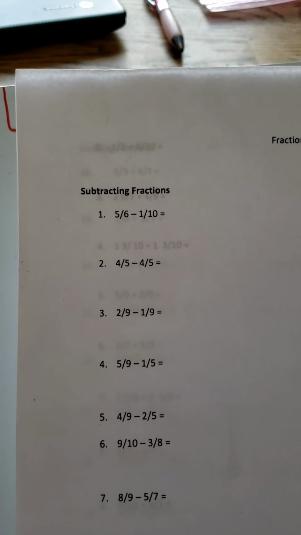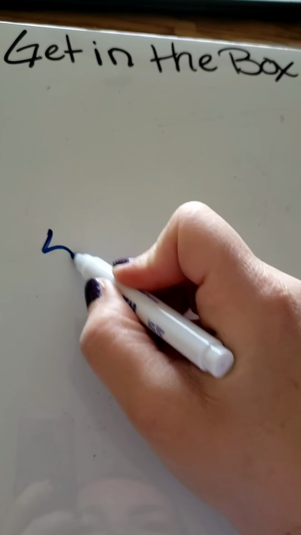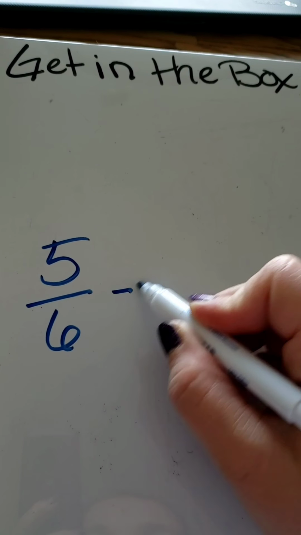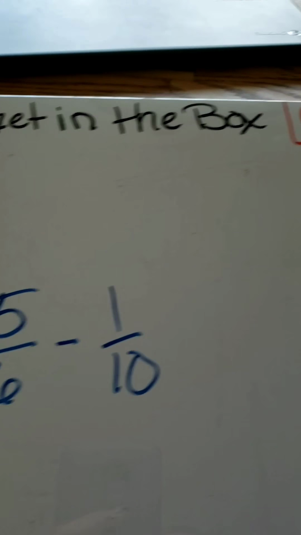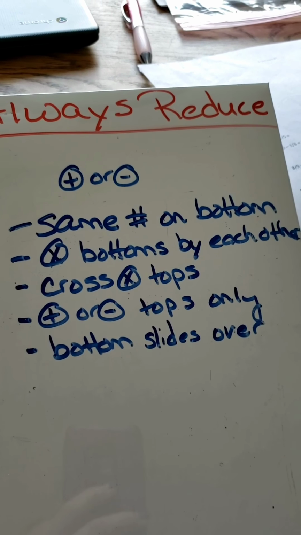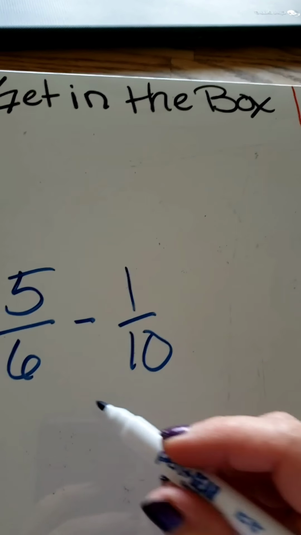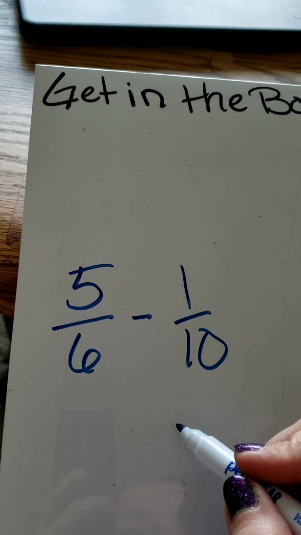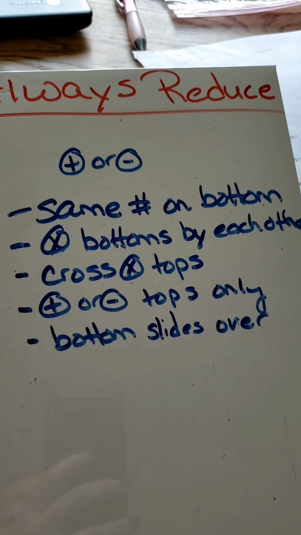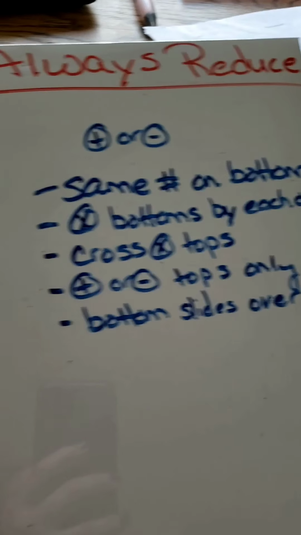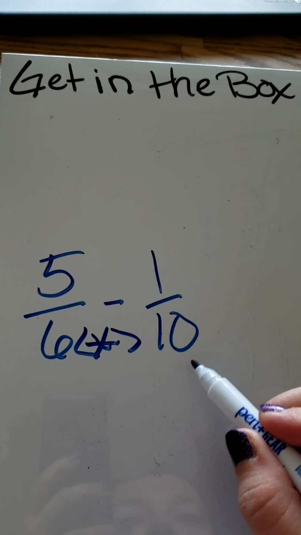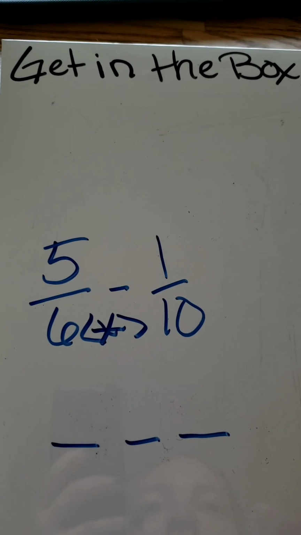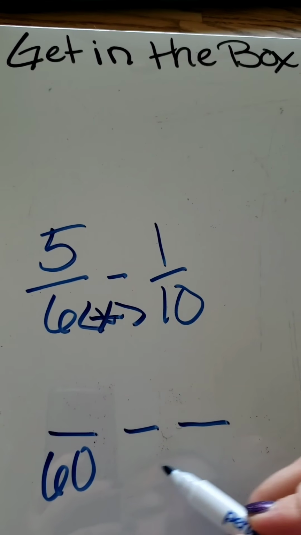So our first number is 5/6 subtracting 1/10. Okay, and our step 1 says make sure we have the same number on the bottom. So that was making sure we had the common denominator. So I do not have the same number on the bottom, so I don't have a common denominator. First step after that is to go ahead and multiply the bottoms by each other. So I'm going to multiply my bottoms. So 6 times 10 is 60, so that's my new denominator.